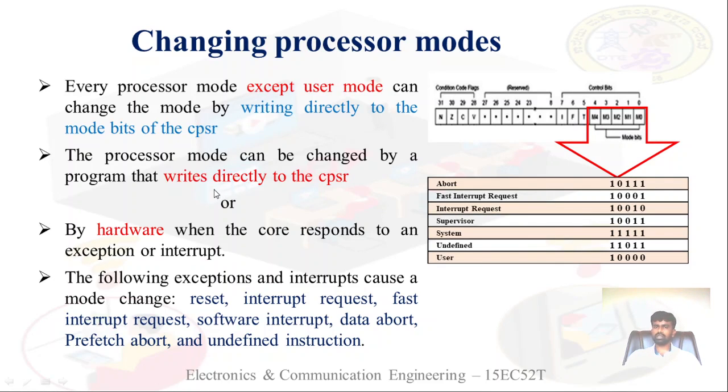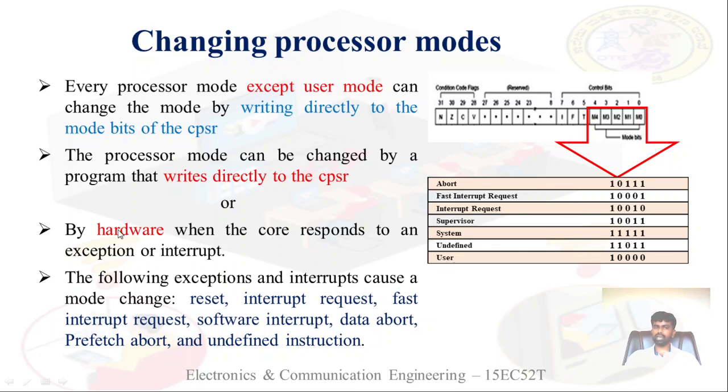There are two ways to change the mode. What are those? The first one is that the processor mode can be changed by a program. By using a program, we can change the mode that directly writes to the CPSR. When the program directly writes to the mode bits of the CPSR, the processor mode automatically changes. For example, if the program writes 10111, the mode changes to abort mode, and similarly for all the different modes.